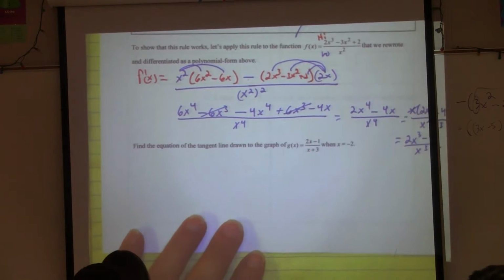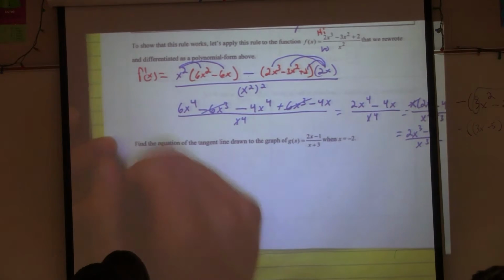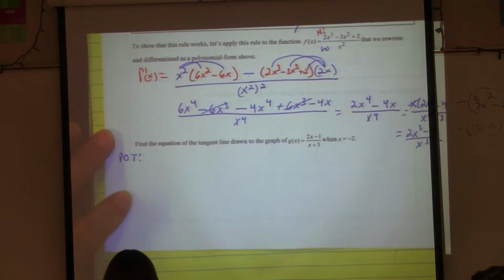Alright, so let's try this next one. What do they want there? The equation of the tangent line. So what are the two things I need for that? I need my point, and I need my slope. So how do I find the point of tangency?